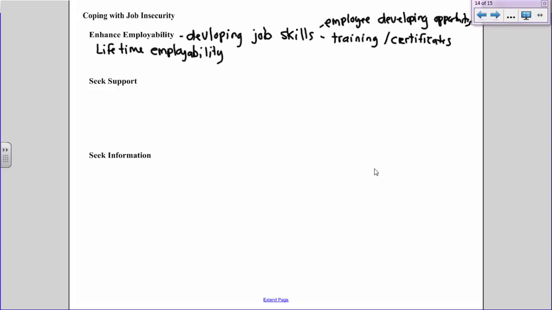So another way to deal with job insecurity is to seek support. Just like if you have issues with role conflict, seeking support is important. Same goes with job insecurity. So you can make connections with colleagues or with your supervisors or with customers, people that you interact with on the job. And this support can really help you find ways to help each other and to just kind of deal with what's going on.